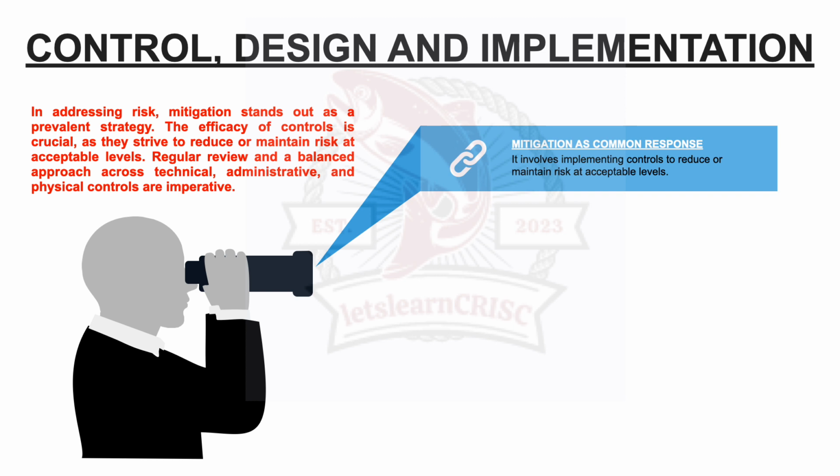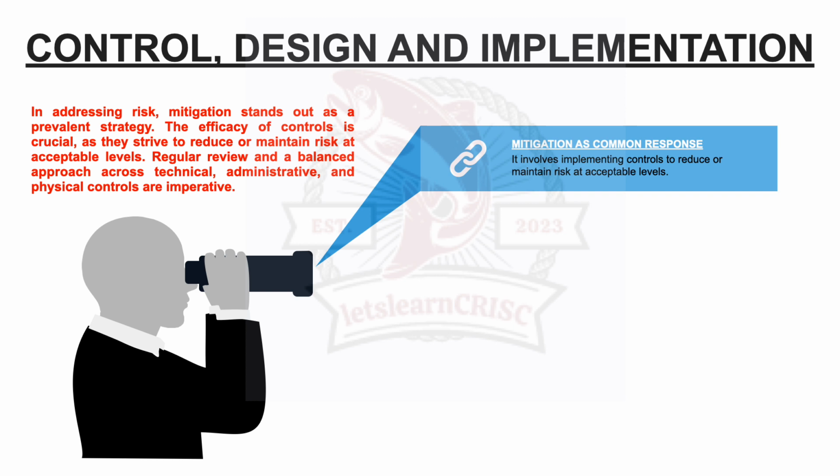Friends, mitigation as a common response involves implementing controls to reduce or maintain the risk at an acceptable level. Mitigation is the most common response to risk. It involves implementing controls to reduce or maintain the risk at an acceptable level. Friends, mitigation is a big word that means taking actions to reduce or handle the risk.